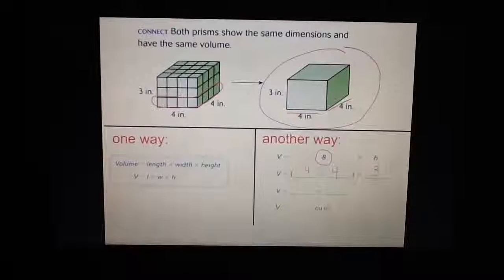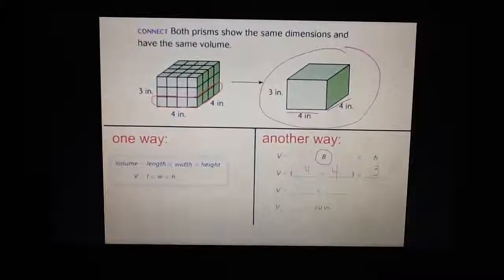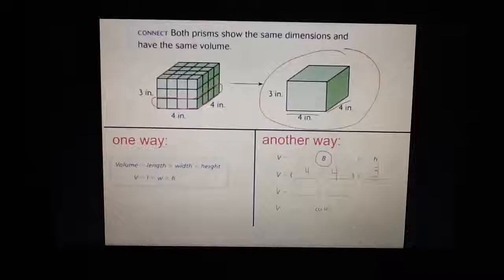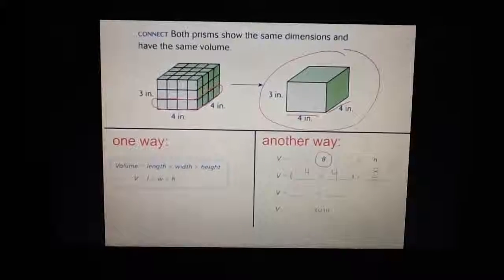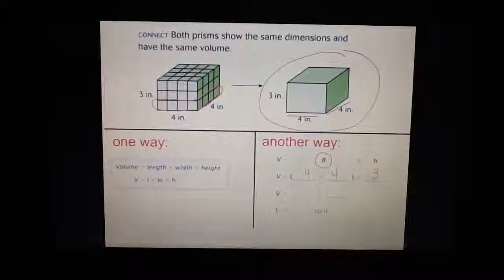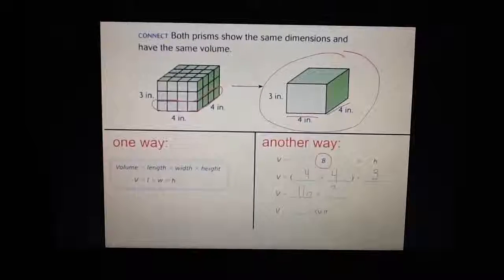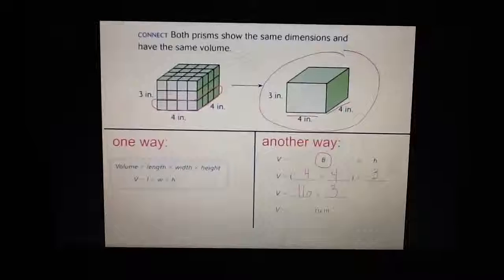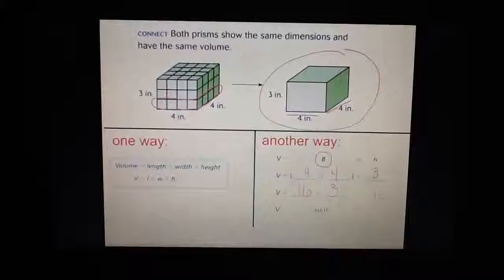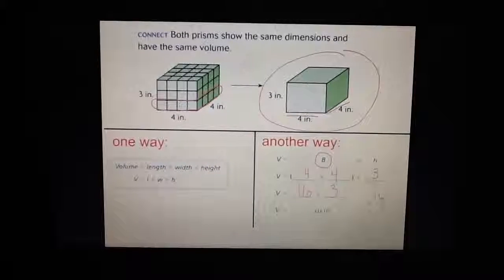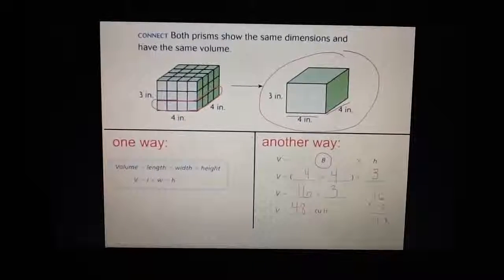So I can mentally find the base by multiplying my length times width, which is 4 times 4 to be 16. So I'm going to write 16 right here because that's my base. 16 times 3 will now be how I will find my volume. 16 times 3, when you work that out, is going to be 48. So we will have 48 cubic inches for our volume.